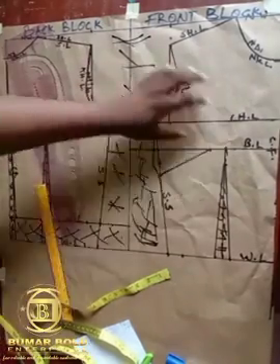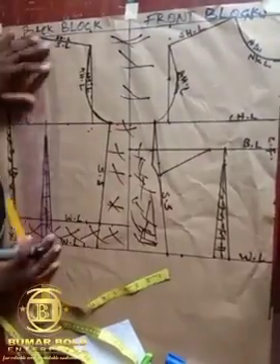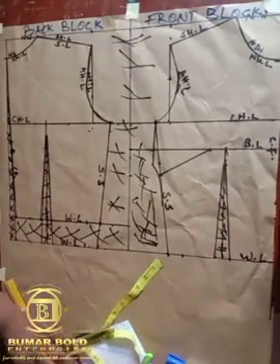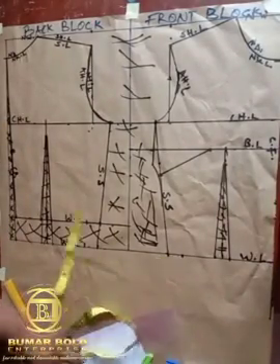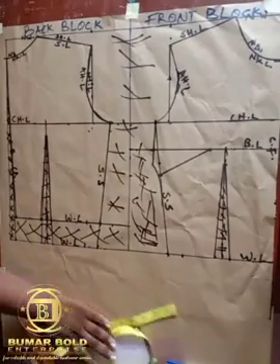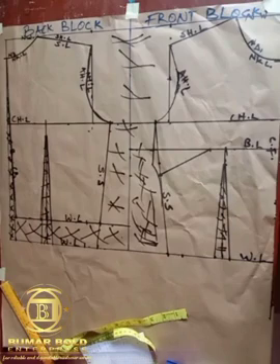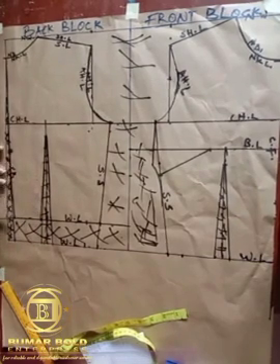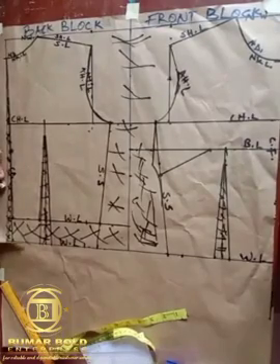So this is our base front block. This is the back block. I hope we all understand the measurement. So now I want to show you where to cut and how to cut this pattern. So what we just do is to take our paper scissors, and we can start cutting from here.